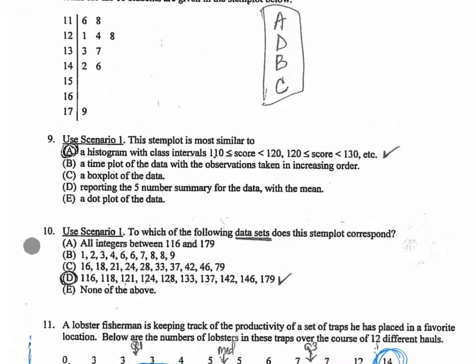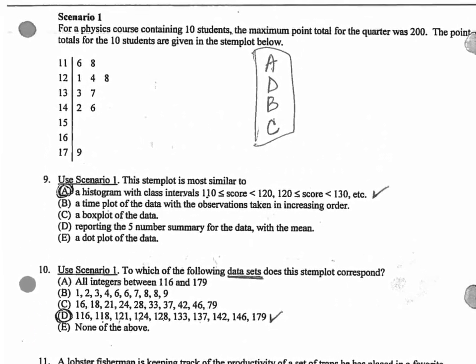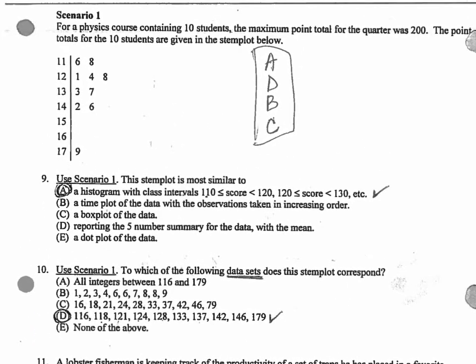Okay, now let's talk about this one. So see this number 11. This is a bin from 110 up to 120, but not including it. This next is a bin from 120 up to 130. And this is a bin from 130 up to 140, and so on. Okay? And then those are those bins. So it's like a histogram.